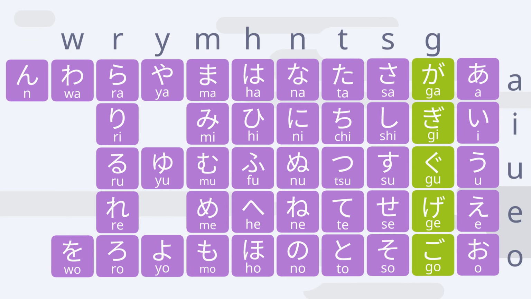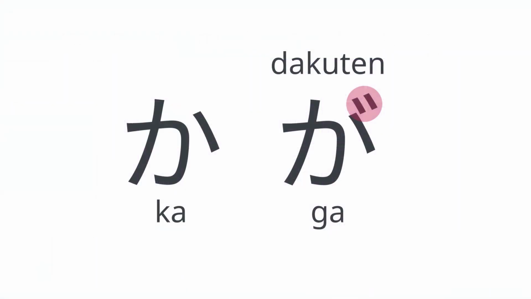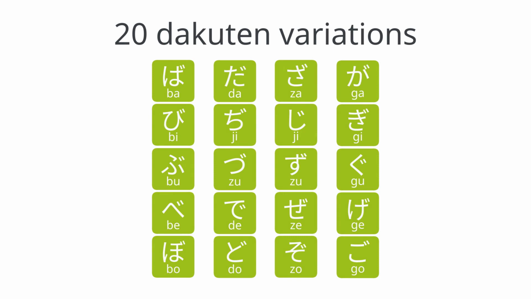In this video, we'll learn the characters ga, gi, gu, ge, go. Before we begin, let's talk about the dakuten. The dakuten is a marking that looks like quotation marks on the top right corner of a character. Adding a dakuten to a character changes its consonant sound. For example, this character, ka, would change to ga. There's a total of 20 characters in Hiragana with the dakuten variation.